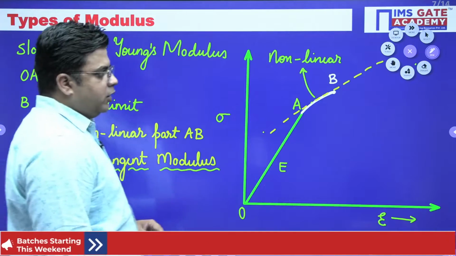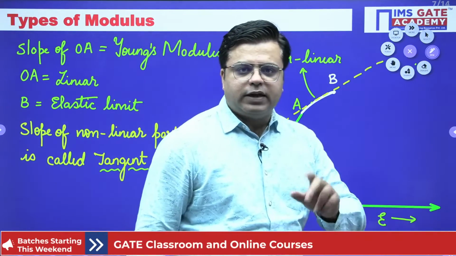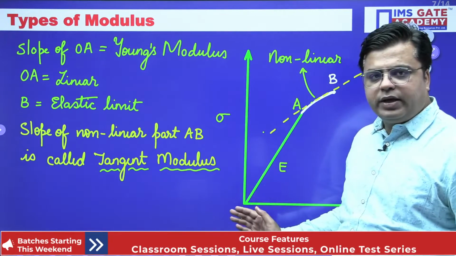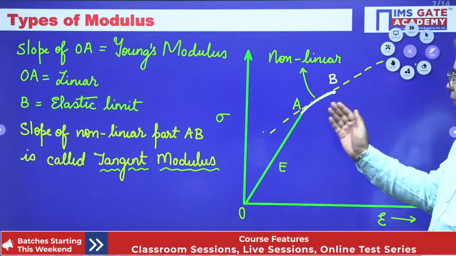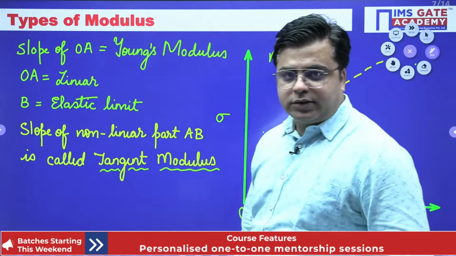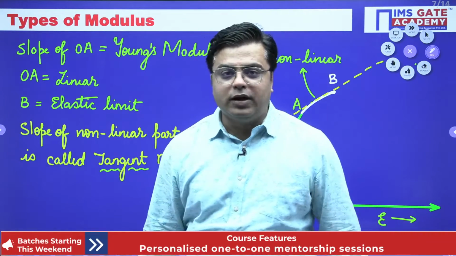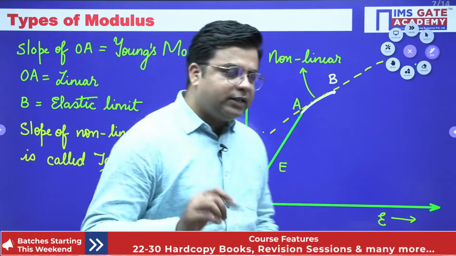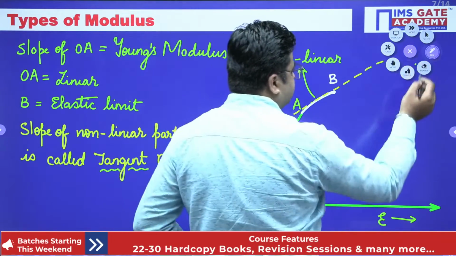Okay. So there are two modulus. First one is the Young's modulus, which is the slope of this linear part OA. Then the slope of this non-linear part AB is termed as the tangent modulus. Now there is one more modulus that is known as the secant modulus. Now understand this very carefully. What do we mean by secant modulus?